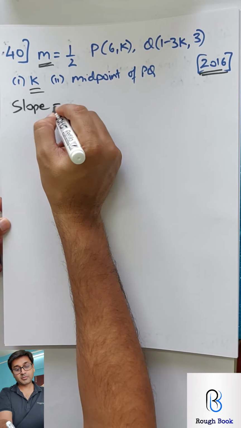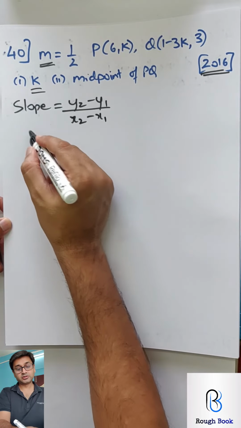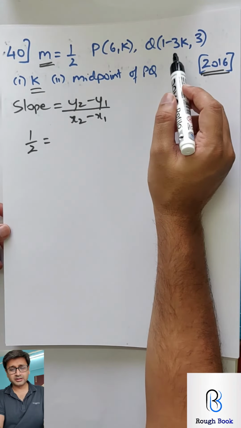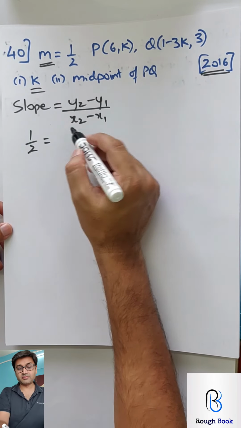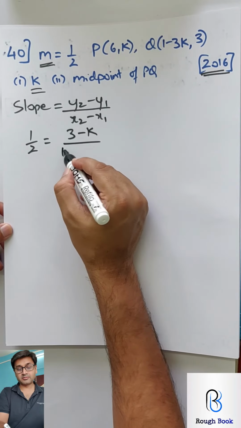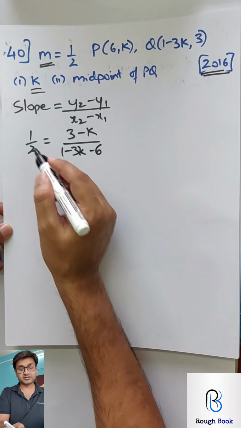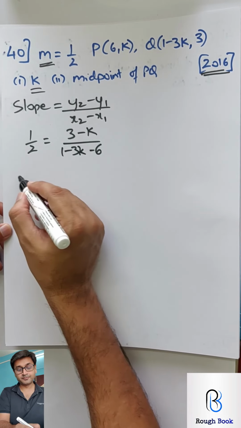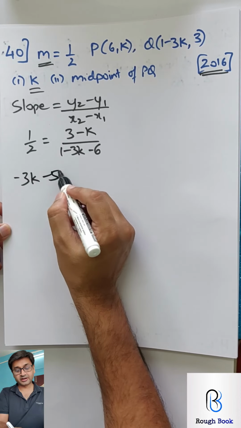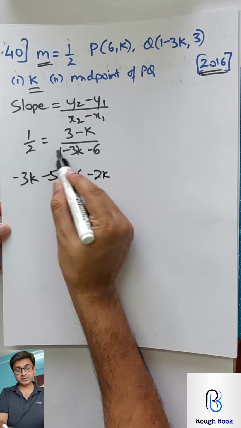So slope is y2 minus y1 over x2 minus x1. So slope is half. You can take anything as x1, y1, doesn't matter. So 3 minus k upon 3 minus k. So 1 minus 3k minus 6. This minus this minus this. Perfect. So this goes on the other side. So 1 into whatever. So minus 3k. And this will be minus 5. And 3 into 2 is 6 into 2k. So I'm pushing this on the other side.